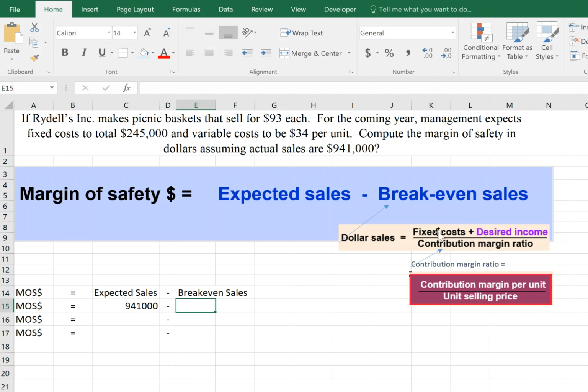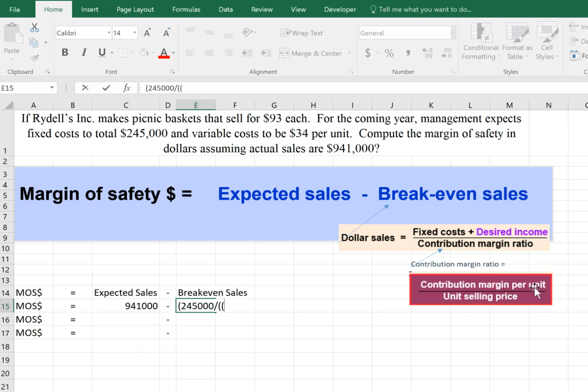So fixed cost is in my numerator. So my fixed costs, it looks like, are $245,000. Okay, then we don't have any desired income, so we can ignore that part of the calculation. Then we need to go ahead and divide that by our contribution margin ratio. So again, we are going to have to calculate that.